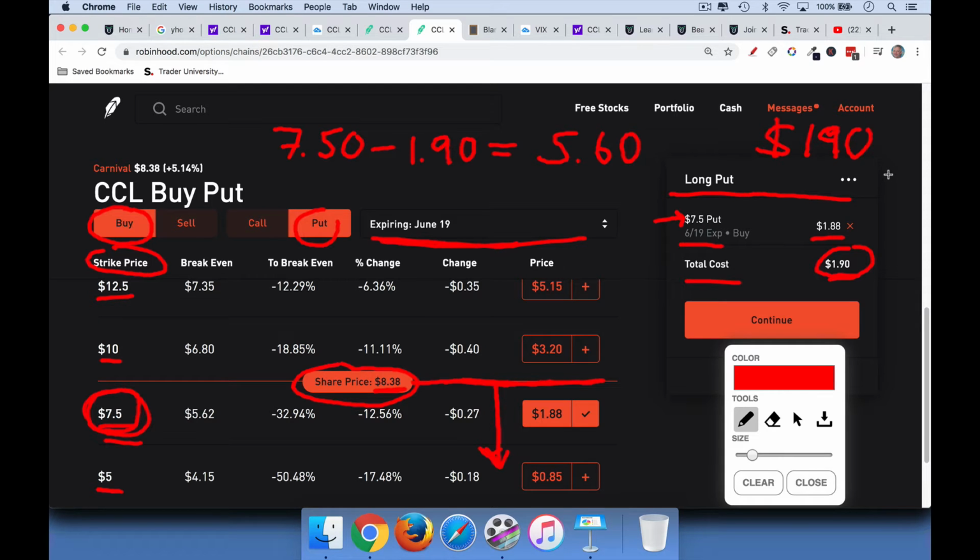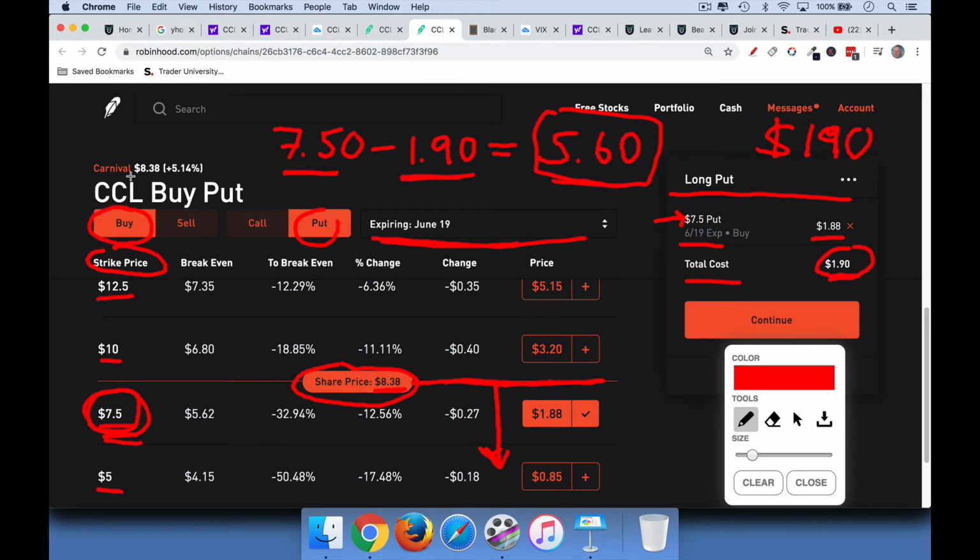Now, what would be the break-even point for this trade where we don't make any money, but we also don't lose any money? Well, the way you calculate a break-even point on a put option trade is you take the strike price, in this case it's $7.50, and then you subtract, assuming it's an out of the money or at the money put option, the price that you paid for the put option. So in this case, the strike price $7.50 minus the price I paid, $1.90, gets me $5.60. And so this $5.60 is the break-even price where I won't lose any money or make any money on the trade at expiration, or as we get very close to expiration.